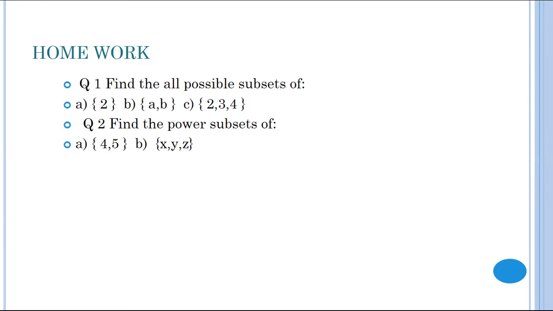Now students, here is a homework for you. You will do this homework on separate sheets and then submit it in the school. Question number 1: find all possible subsets. Here are 4 parts. In set A, in question number 1, part A is 2, so 1 element, B 2 elements, C 3 elements. So by using the formula 2^n, you will find all possible subsets. In question number 2, find the power sets of A with 2 elements and B with 3 elements. So first of all, you take the possible subsets and then you put them in a power set.